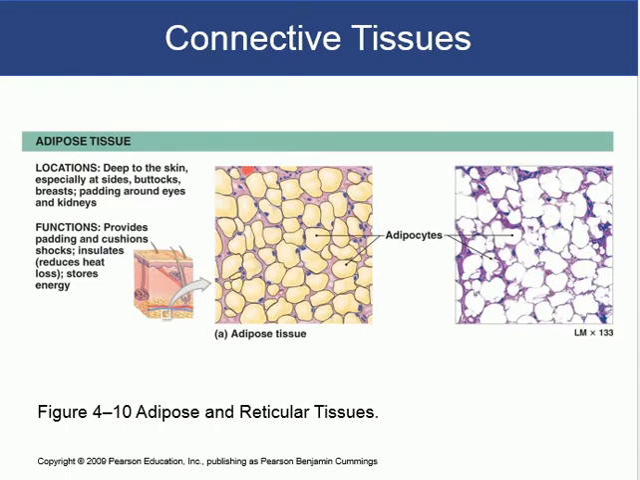Is the liver, the contents of the liver, epithelium or skeletal or neural or connective? Liver, what do you think? Is it covering or lining? No. Is it muscle? Is it nervous system? So what are the contents inside? Connective tissue. This is always the rule.